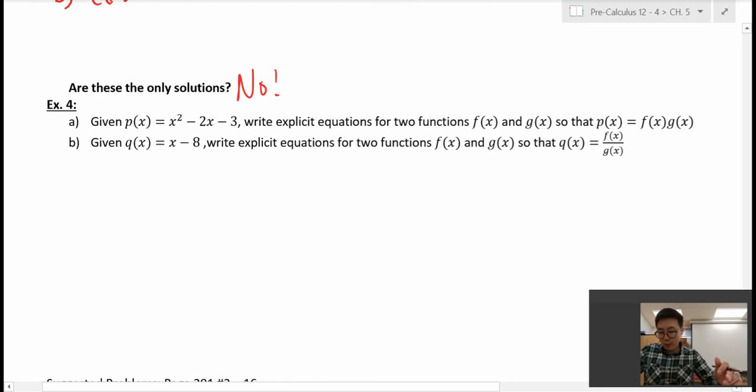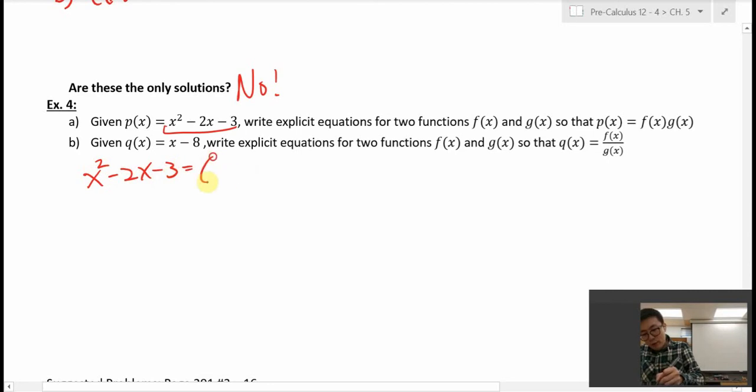P of x is equal to x squared minus 2x minus 3. We want to write two functions, f and g, so that p of x is equal to f times g. So notice this is a quadratic function. We're looking for the product of two different functions. Well, x squared minus 2x minus 3 can be factored. This is going to be x minus 3 times x plus 1.